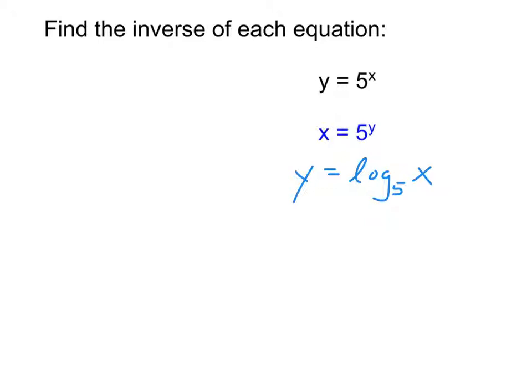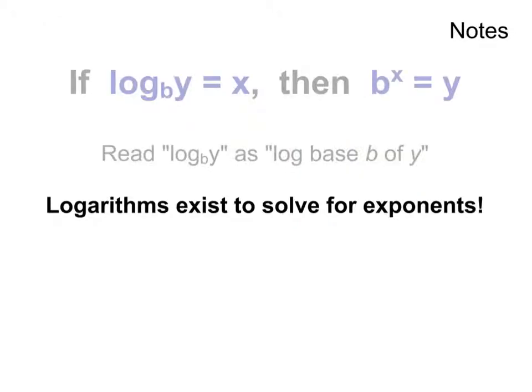All right, so notice what log tells us. Log equaled y. Y was my exponent. This is why we have logarithm. It's such a critical idea. I want you to add this with your notes as well, that logarithms exist for the purpose of solving for exponents.